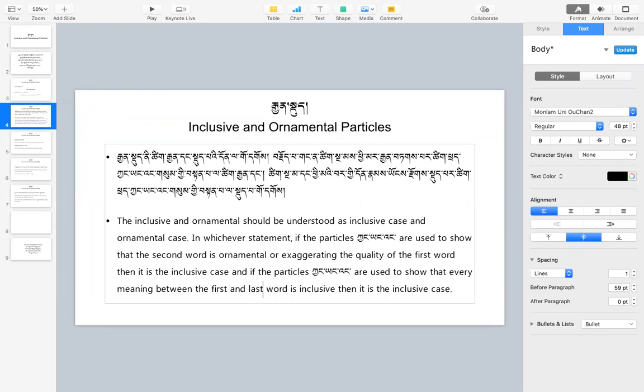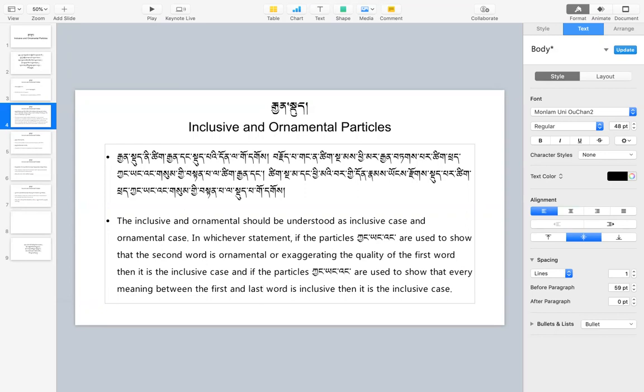So therefore, these are the two usage cases under it. The first one is the ornamental case, in which the ornamental word exaggerates the meaning of the first ornamental word. And then the inclusive case is a usage case in which everything from the first limit to the last limit is inclusive or included. So therefore, these are the two usage cases.